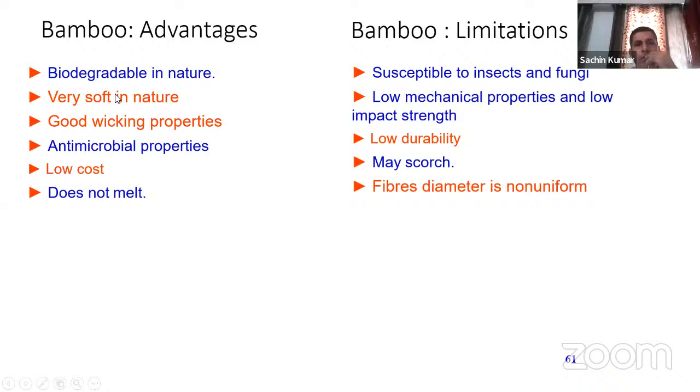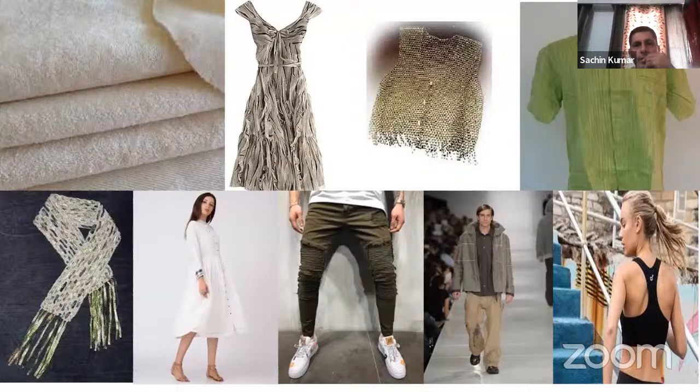The major property of this is its biodegradable nature, very soft. Another major property, which separates it from other fibers, is its natural antimicrobial property. Nowadays, after COVID, we are looking for materials having antimicrobial fiber properties. So bamboo based materials are fabrics which have a natural antimicrobial property, which we can buy. Then low cost and do not melt. Other limitations are similar to other fibers, like low mechanical properties, low durability, and the fiber is non-uniform in cross sections.